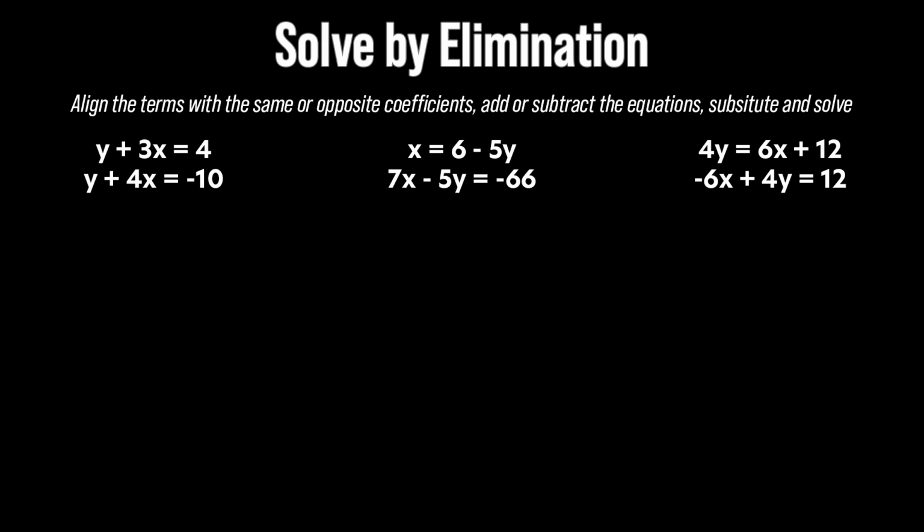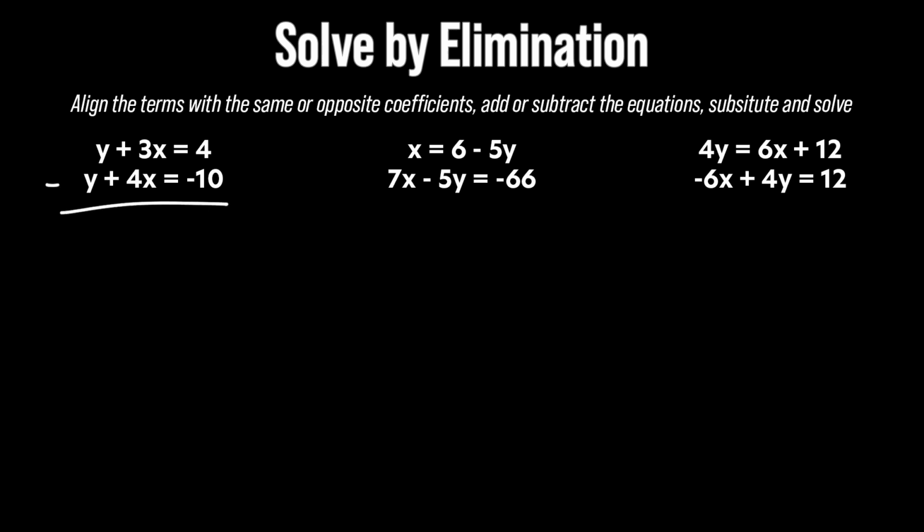So first we have to align the terms with the same or opposite coefficients. What this means is you want to align two variables of the same value in order to make it easy to eliminate them when subtracting the equations. So in this first example, we have the y's basically aligned, and so we can now add or subtract the equations. The way you do that is by literally subtracting the equations from each other.